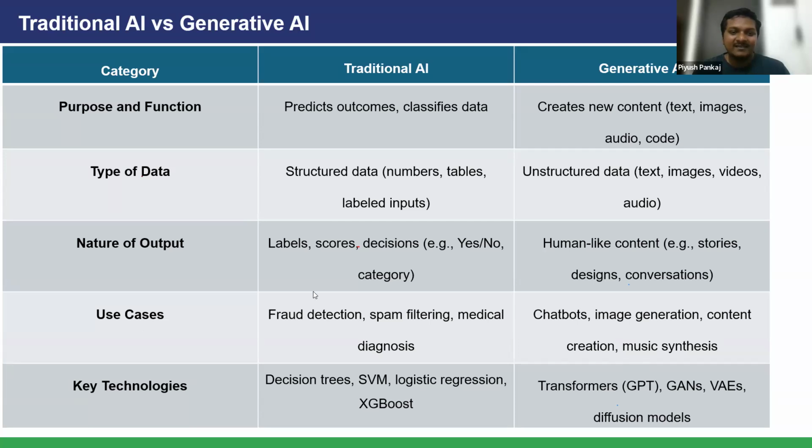Now, the key technology. In traditional AI, we work on machine learning algorithms like SVM, logistic regression, random forest, and all. But the base of generative AI is the transformer. Now, what are transformers? There was a research paper that was published, written mostly by engineers from Google. The concept of the paper was simple.